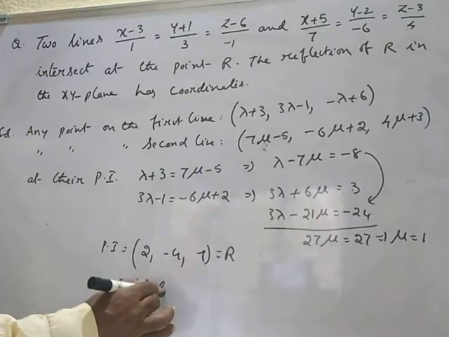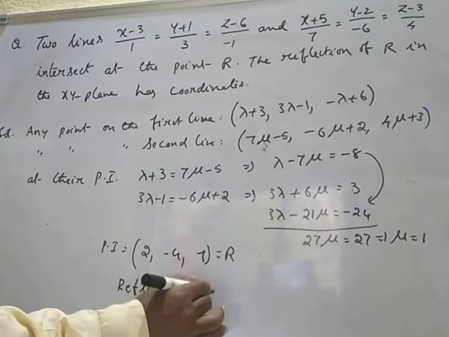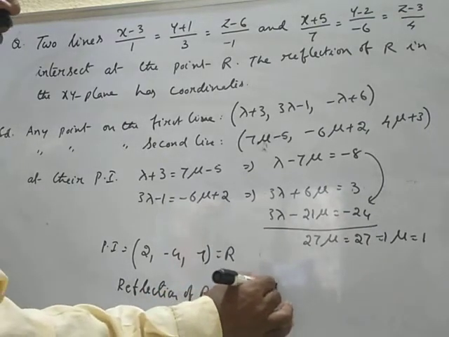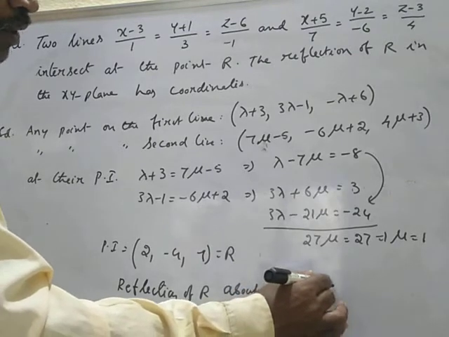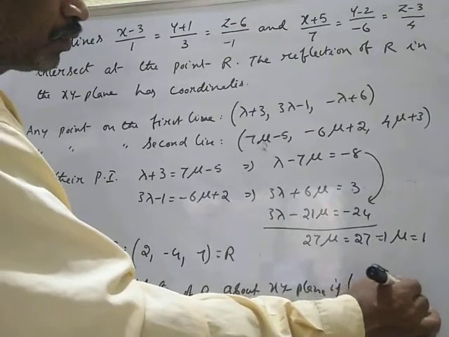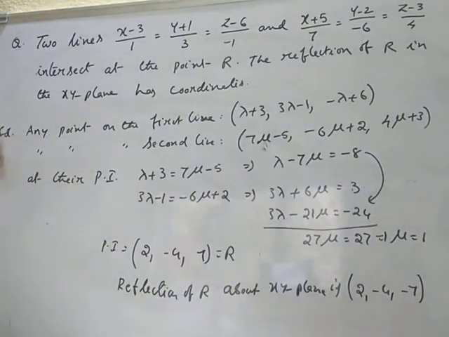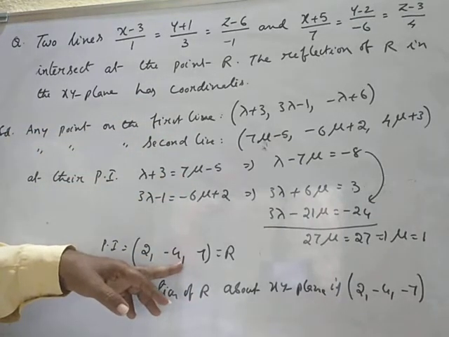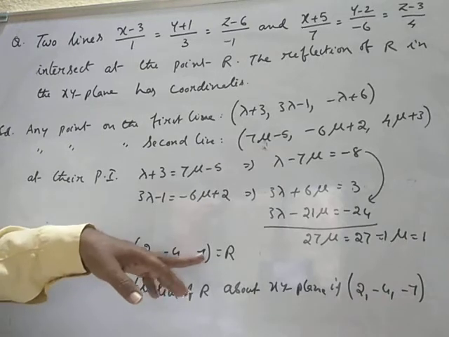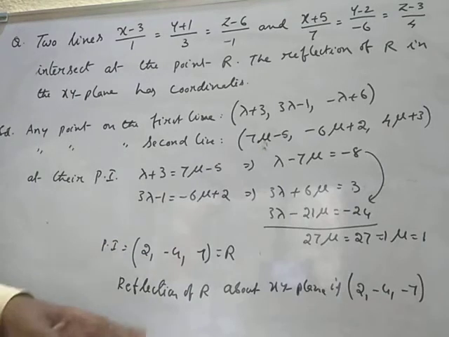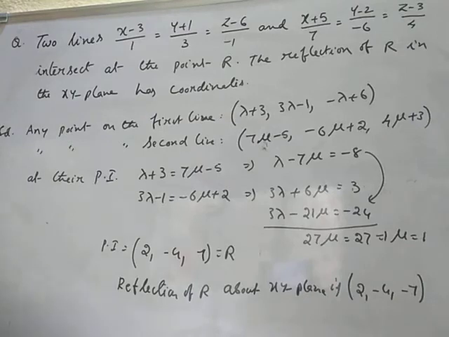Reflection of R about the xy plane is (2, minus 4, minus 7). In the xy plane reflection, the x coordinate and y coordinate do not change. Only the sign of the z coordinate changes. So the reflection of R about the xy plane is (2, minus 4, minus 7).